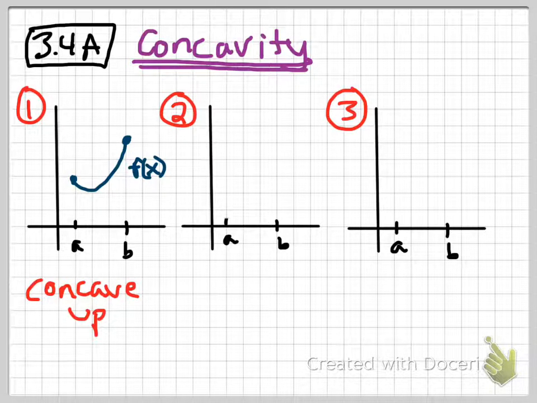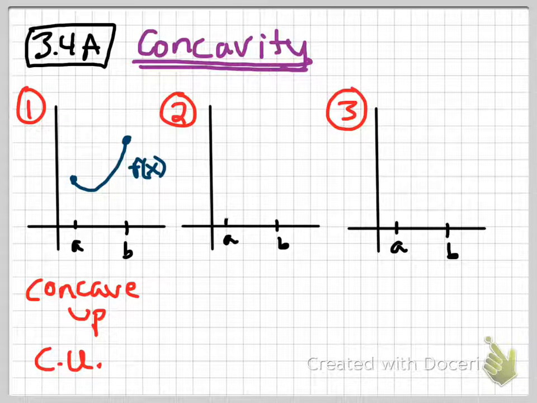It's facing upwards. The idea is it's cupping upwards. If it was raining into this graph, all the water would puddle up into the cup. Now, that's kind of a cheesy analogy, but that's the idea, that it's faced upwards like a cup. And so concave up, a lot of times I just say CU for concave up, is describing that shape, this upwards direction.